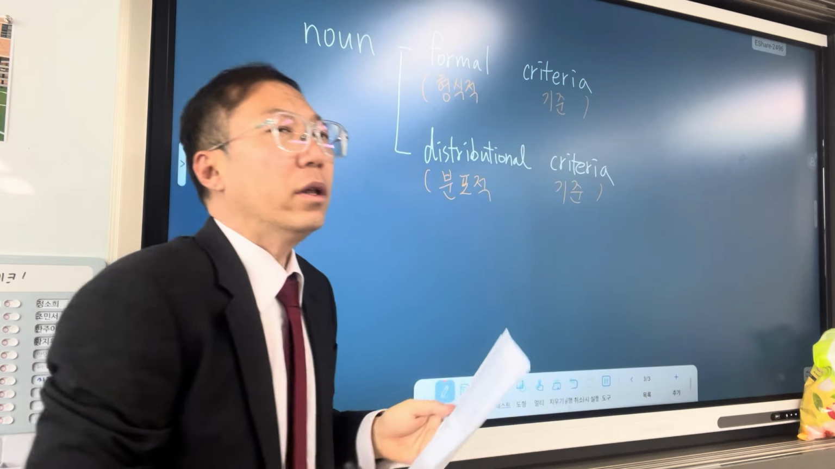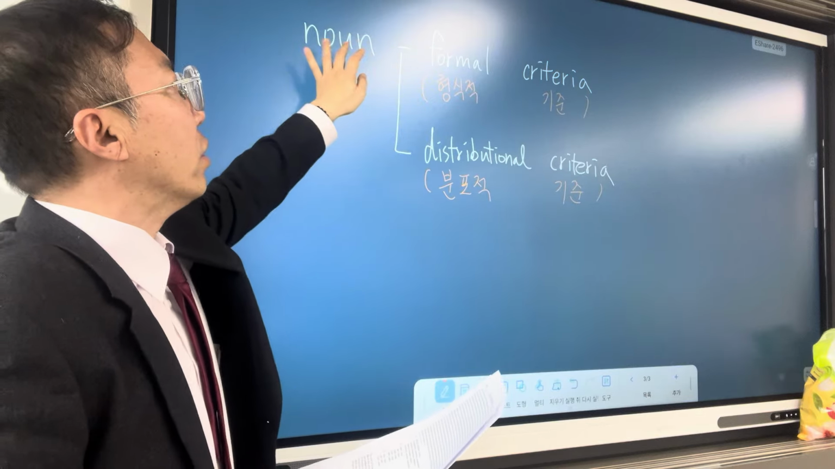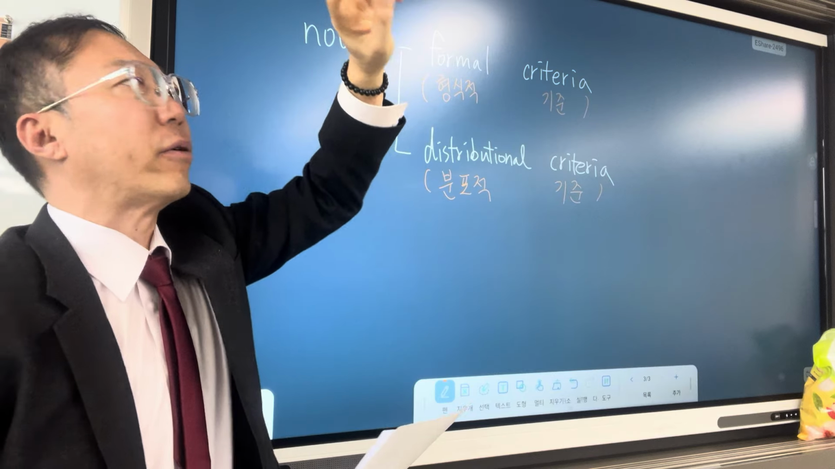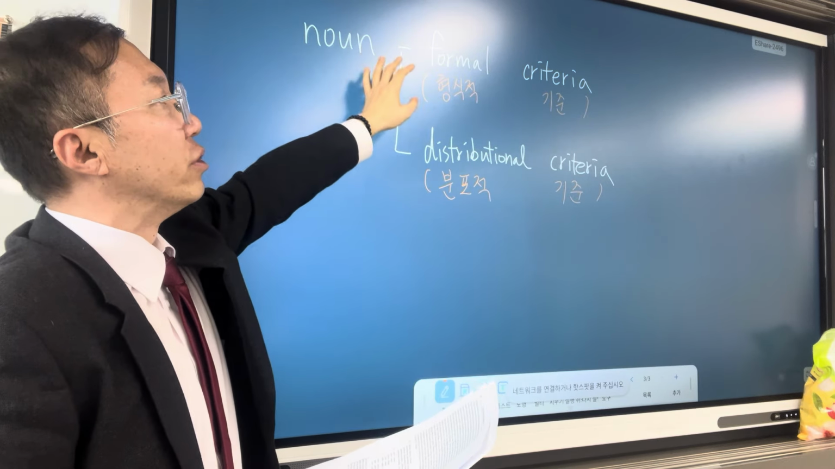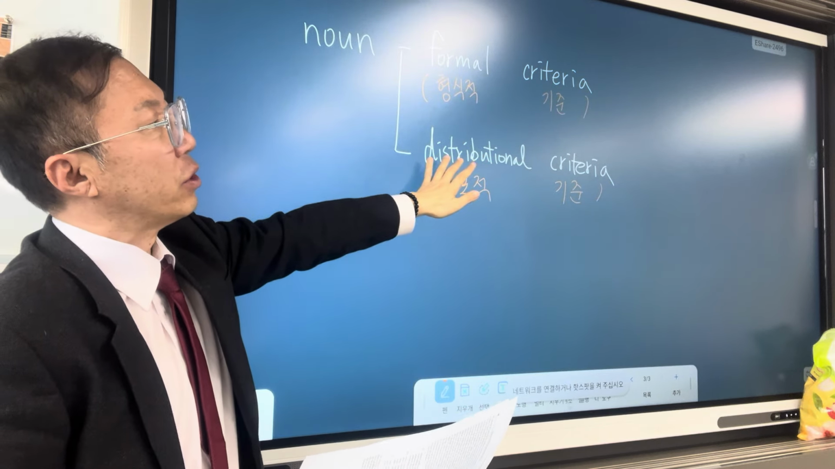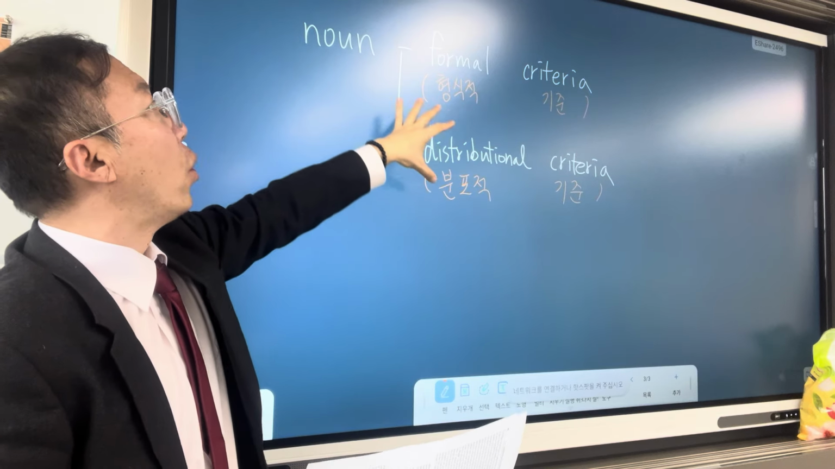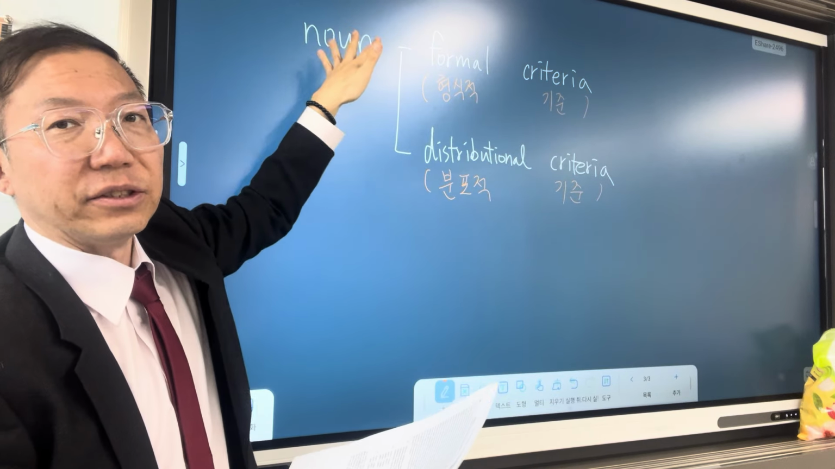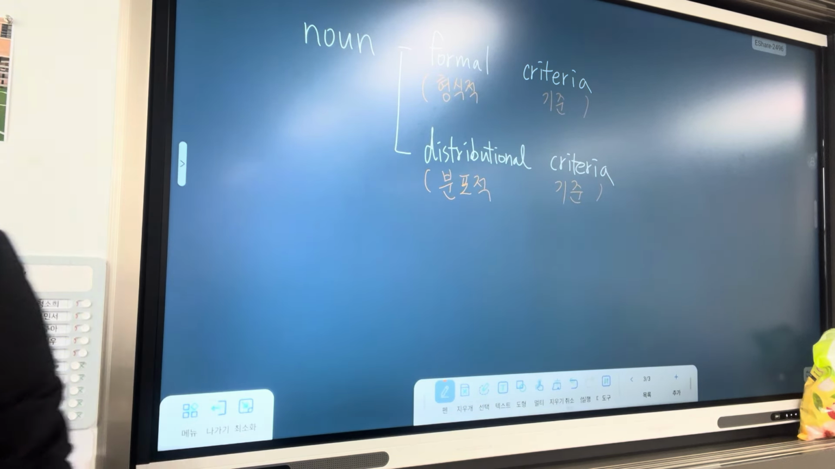So from now on, in order to define noun, we're going to use two criteria at the same time. We're going to use formal criteria and distributional criteria in order to define noun classes. Okay? And next person, please.